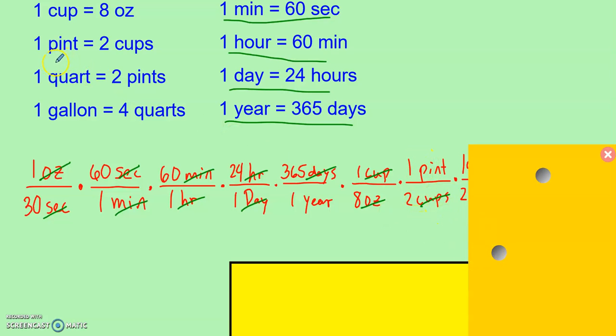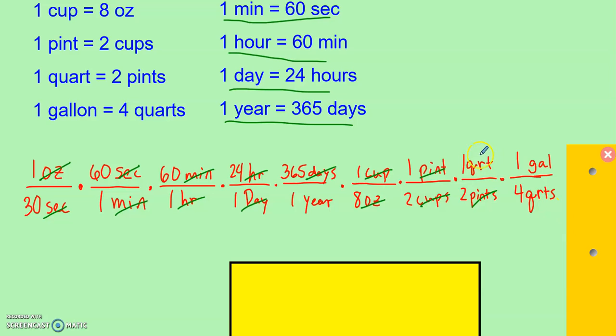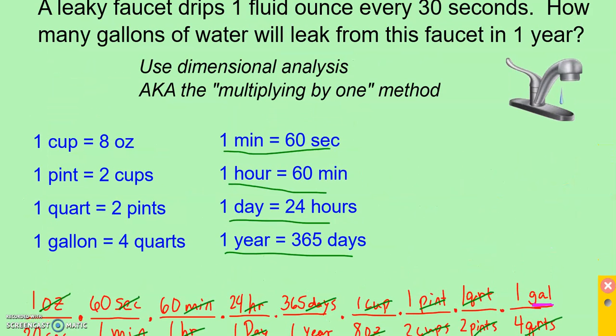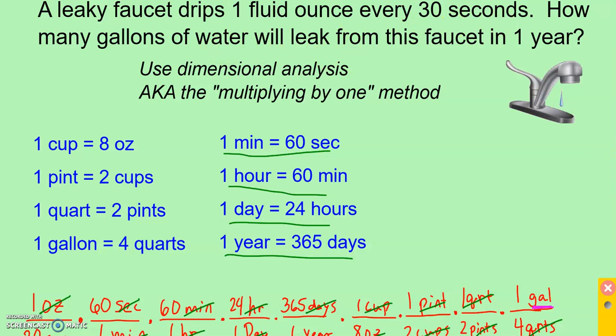And then I use pints to quarts, and since pints are on top here, I want pints on the bottom here, and 1 quart is equal to 2 pints. And then I change quarts to gallons, and I want quarts on the bottom, so it will cancel with that quarts, and 4 quarts are equal to 1 gallon. And finally, you'll notice all my labels are crossed out except for, where are they here? On the bottom I have year, and on the top I have gallons. So what I'm going to be left with when I multiply all these fractions together will be gallons per year, and that's exactly the question I was asked, how many gallons in a year?